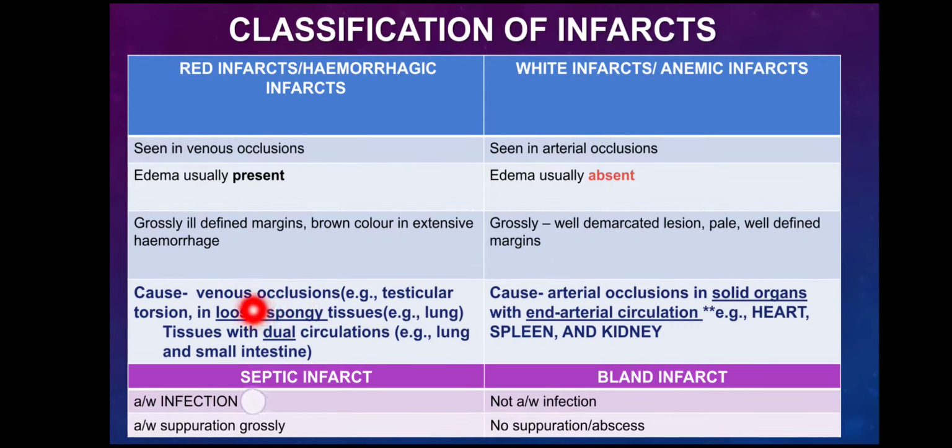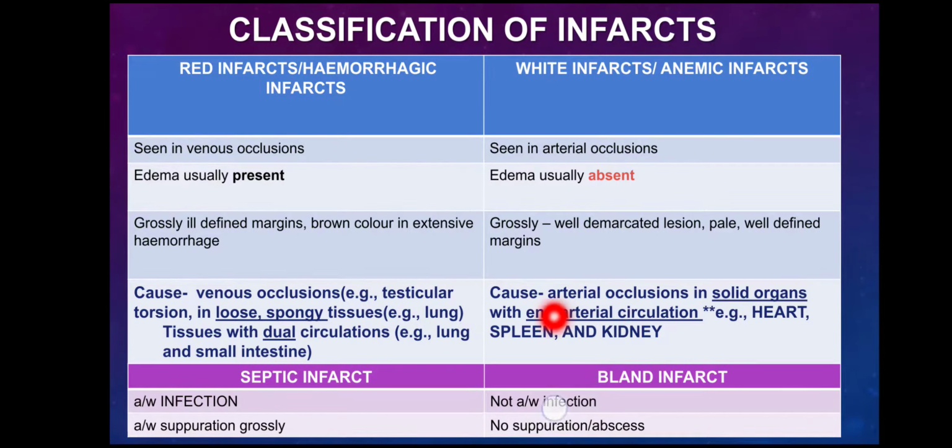And lastly, the cause. Red infarct is caused by venous occlusion, and the important conditions where it is seen are, first, loose spongy tissues like lung, then tissues which have dual circulation, like the lung, which has a dual supply by the bronchial artery and the pulmonary artery, and small intestine. These are the conditions where venous occlusion is more commonly seen. And also, as I told you, testis and ovary, where there is a single efferent vein, venous occlusion can occur and result in red infarct or hemorrhagic infarct.